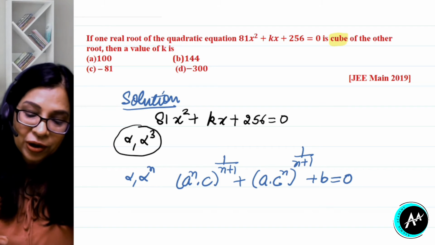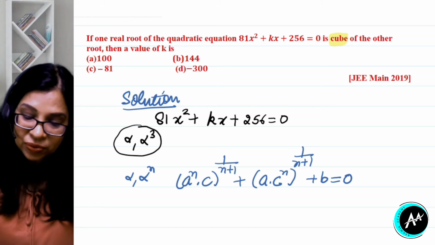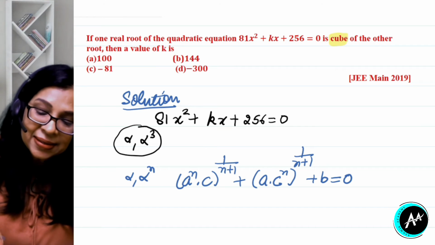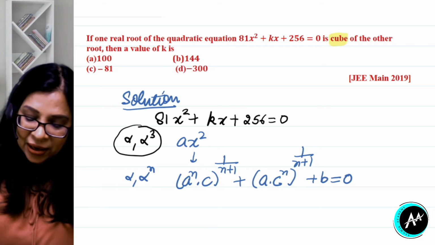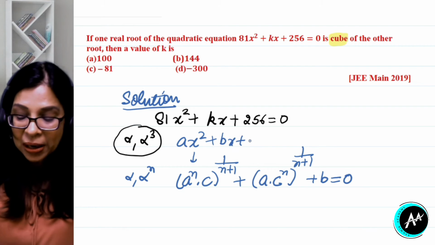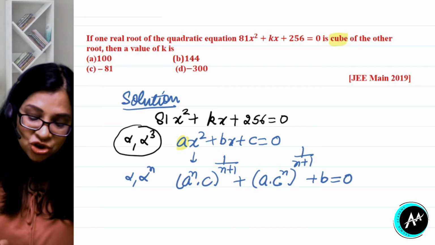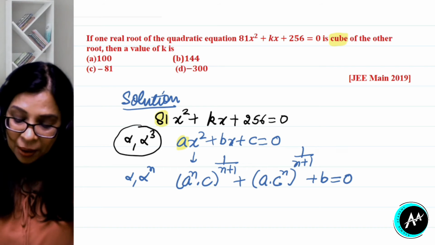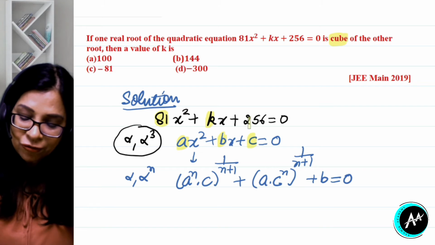Now look very carefully. What are the values? First of all, let us see what is a. Let us compare the above equation with this one, ax square plus bx plus c equal to 0. So let's see. A is how much? 81, as you can see. B, coefficient of x, what is it? K. And C we have 256.